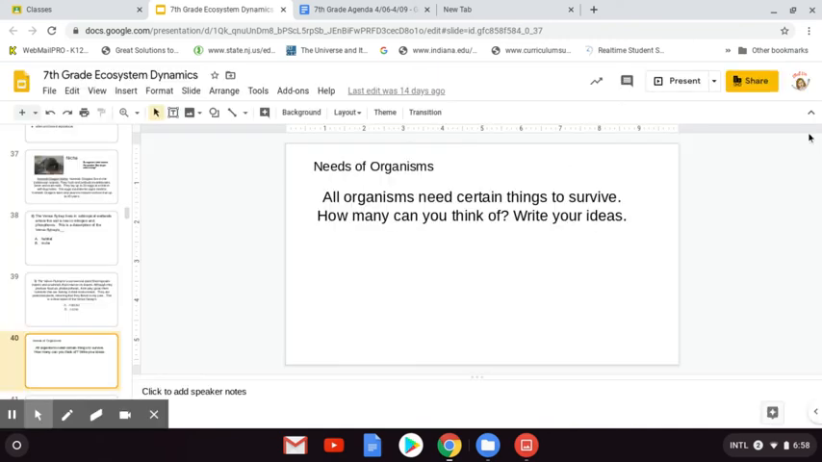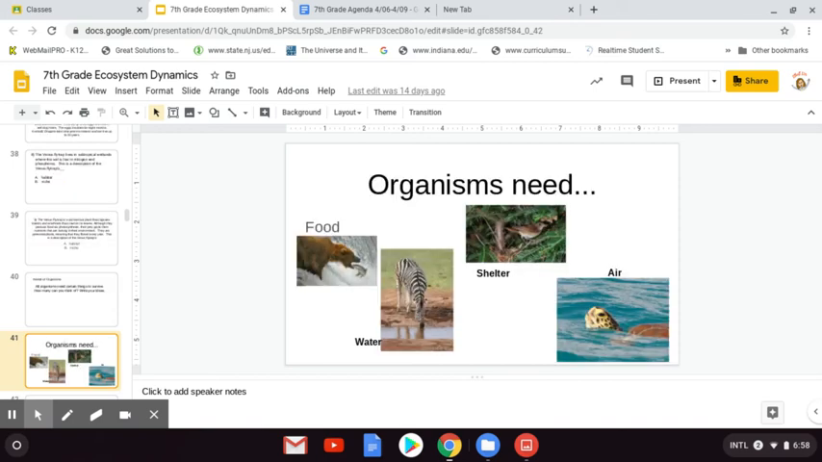All organisms need certain things to survive. How many can you think of? This is just your ideas here. So we need water, we need air, we need shelter, and most organisms need oxygen for that air, but there are some that don't. So please write these down. Organisms need food, water, shelter, and air.